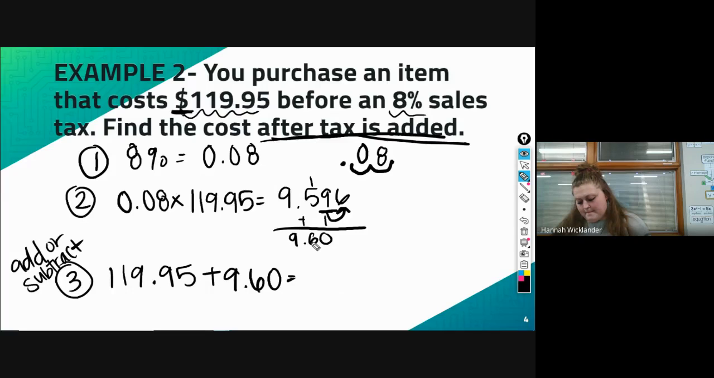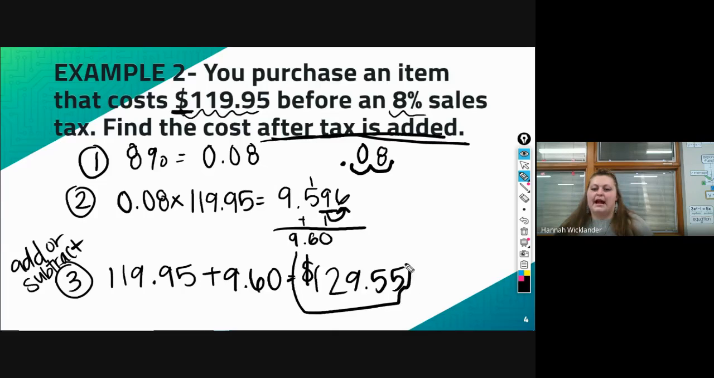And I get 129.55, and that's already 2 decimal places, so that's perfect. So my final answer, after an 8% sales tax is added to $119.95, it's $129.55. Okay? Any questions on this example before I do one more before I give you the homework?